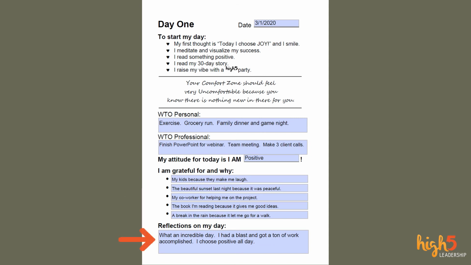The last section is for reflections on the day. How did the day go? Did you stay focused on your outcomes? Did you run into challenges? What are the positives from the day? Whether you complete this section at the end of the day or come back to it the next day, take that moment to reflect on the day and especially focus on the positives.